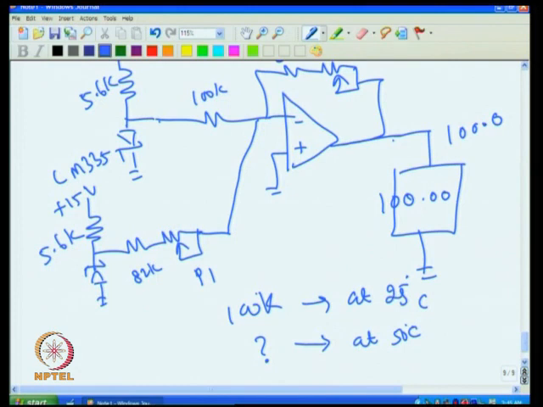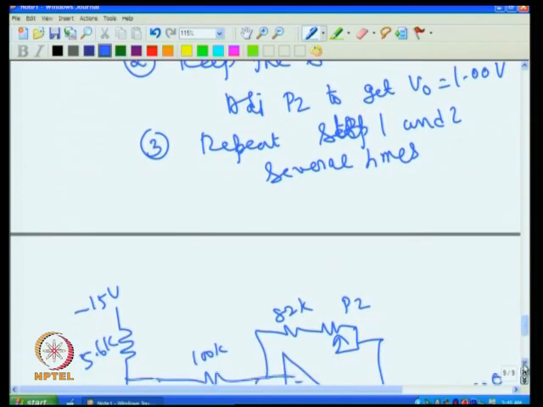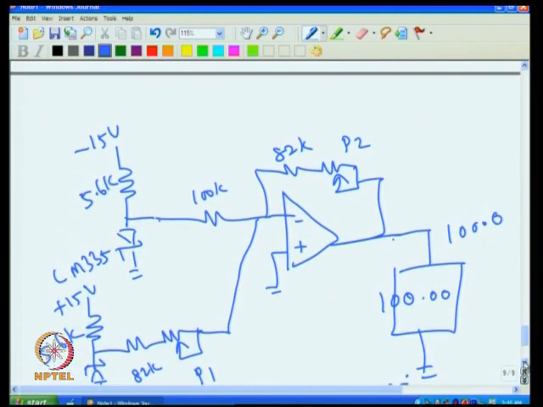And we know that, for example in this case, this 82K we have used, if the temperature goes up and this goes to 85K, then at 100 degrees C, you are not going to get 1 volt, we are going to get more than 1 volt, and that will be read as error.